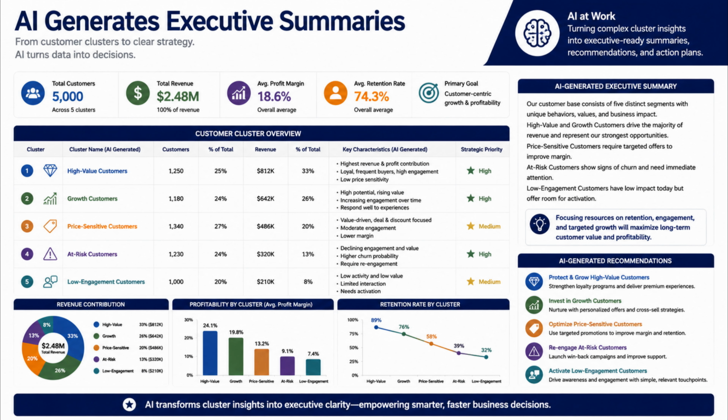Section 22. AI generates executive summaries. Instead of manually writing reports, analysts can use AI to create executive summaries, recommendations, and action plans. The focus shifts from reporting data to making decisions. AI can rapidly transform technical findings into business language that resonates with executives and stakeholders. This accelerates the transition from insight to action.